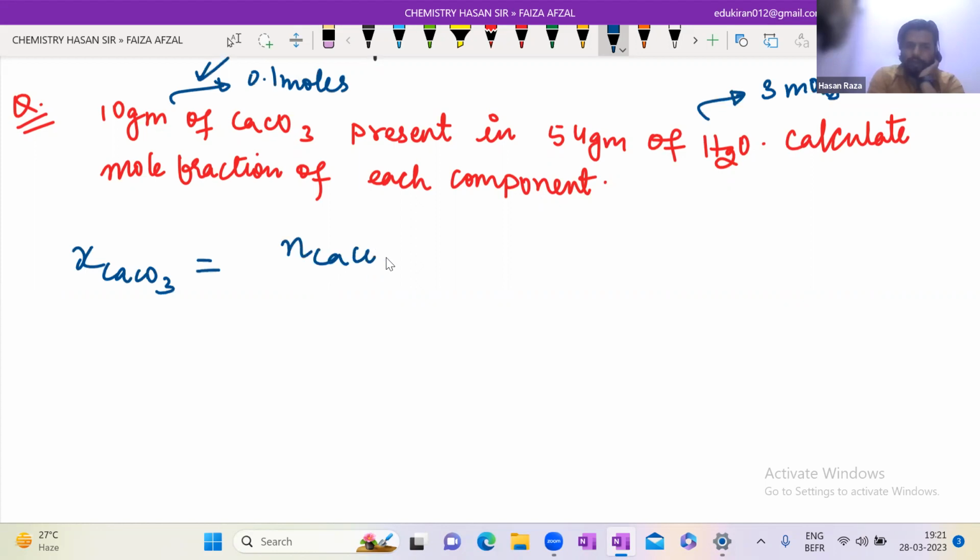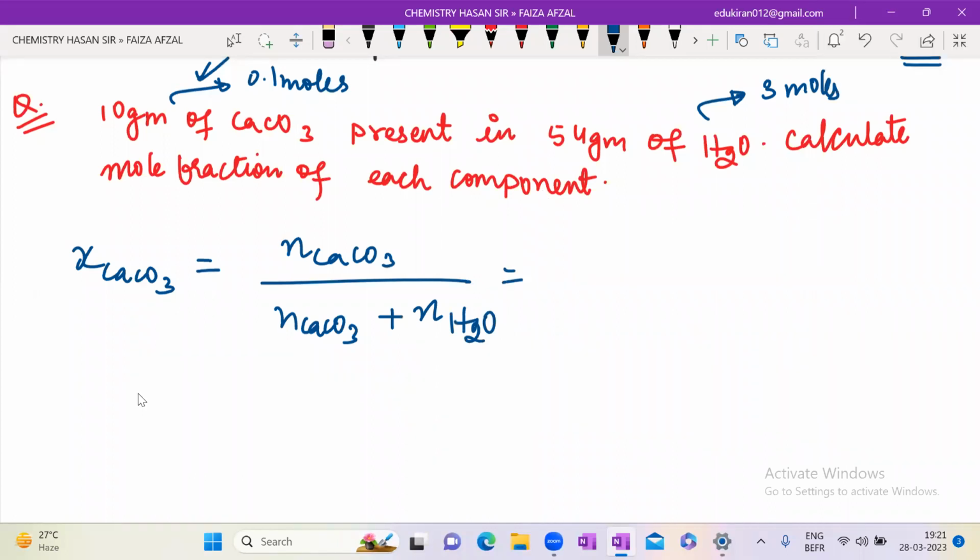Now you are going to write the mole fraction formula for CaCO3, and it will be number of moles of CaCO3 upon number of moles of CaCO3 plus number of moles of water. How many components are there? Two components, CaCO3 and water. Then let me know the answer. And you need to calculate the mole fraction of H2O as well. Okay, sir.